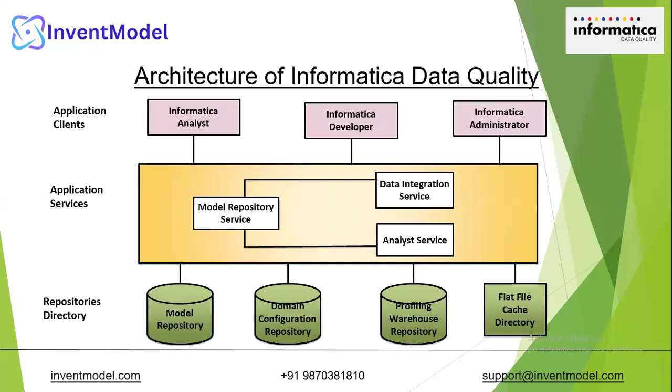Next is the architecture of Informatica Data Quality. This is a three-layer architecture. The first layer is the application client, the second layer is application service, and the third is the repository directory. In the first layer, there are three members: Informatica analyst, Informatica developers, and Informatica administrator. These three members are used to put data into or retrieve data from the database.